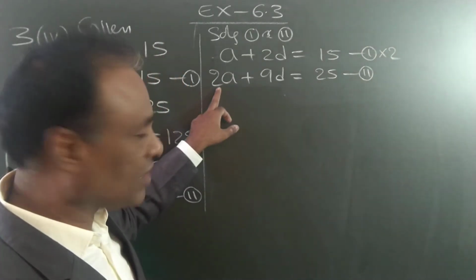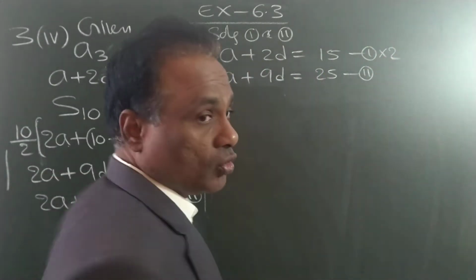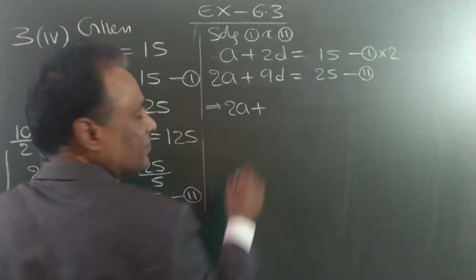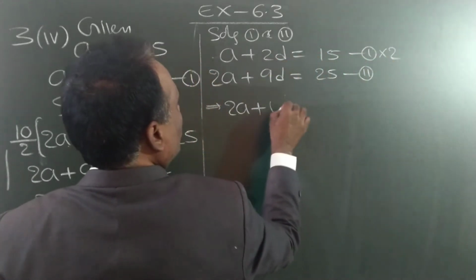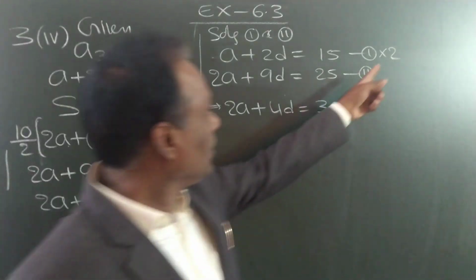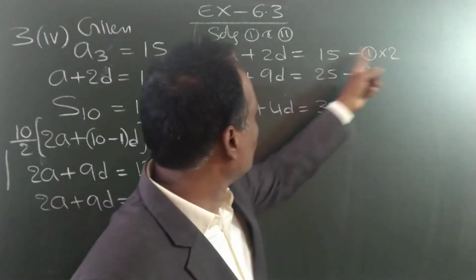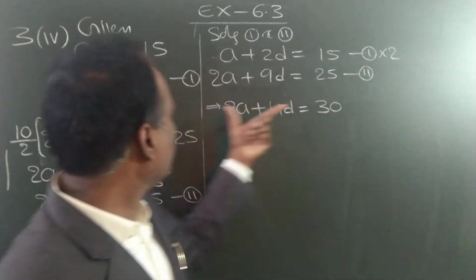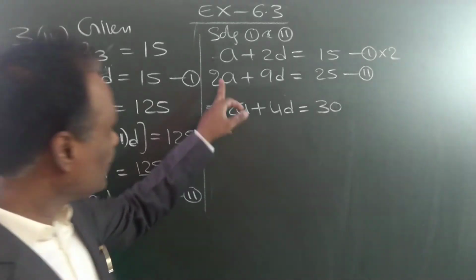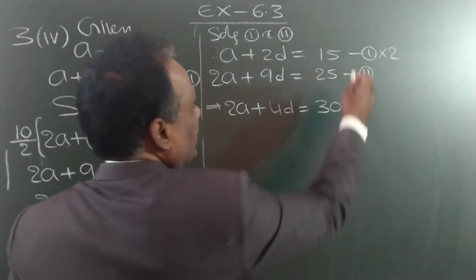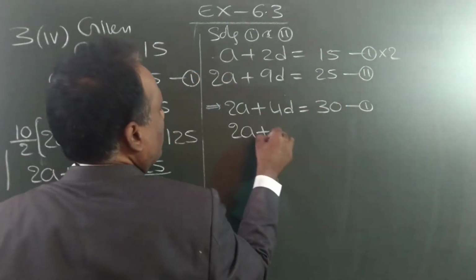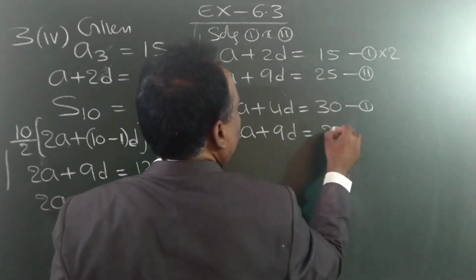So this a coefficient is 2, no? I am multiplying the first equation with 2. Then the first equation becomes 2 into a, 2a, 2 into 2, 4d, and 2 into 15, 30. This first equation I am multiplying with 2. Second equation I am writing the same: 2a plus 9d is equal to 25.